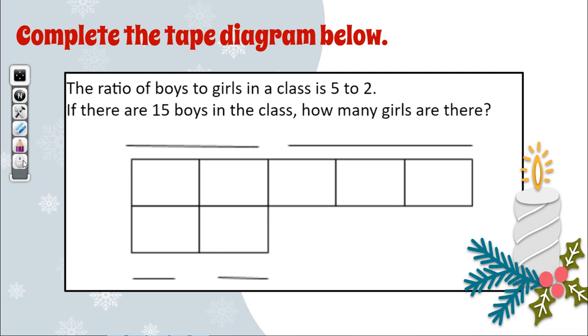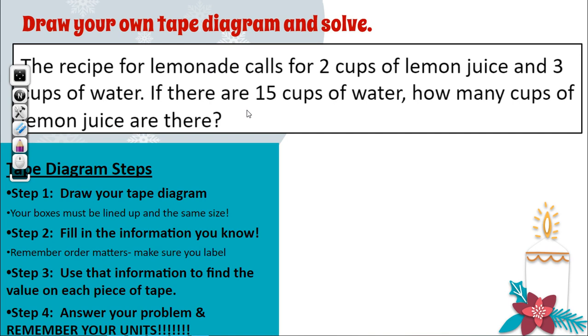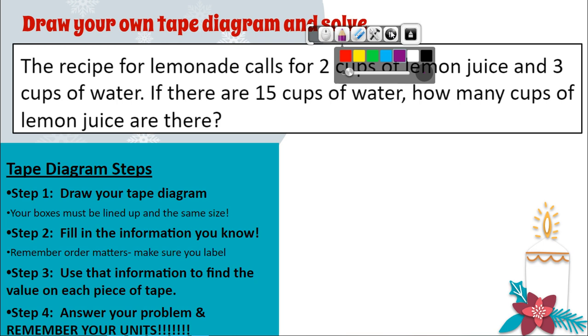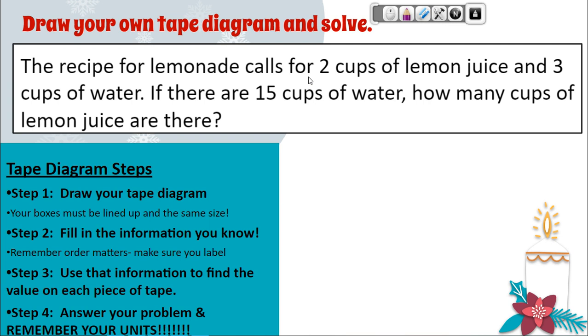All right, so this one, I'm going to have you helping me draw this on your own using these steps. Okay, so we have these steps here. Let's read the problem together. The recipe for lemonade calls for 2 cups of lemon juice and 3 cups of water. If there are 15 cups of water, how many cups of lemon juice are there?